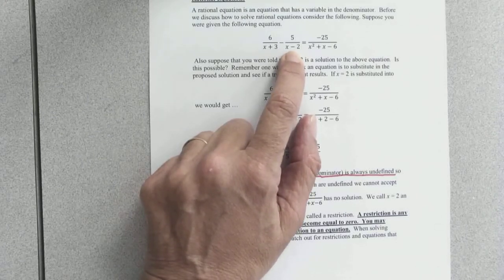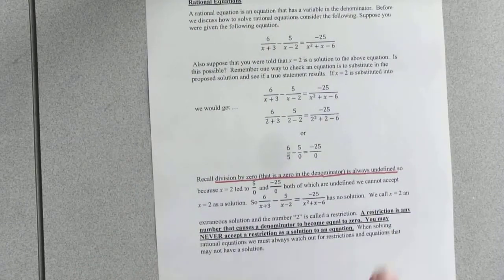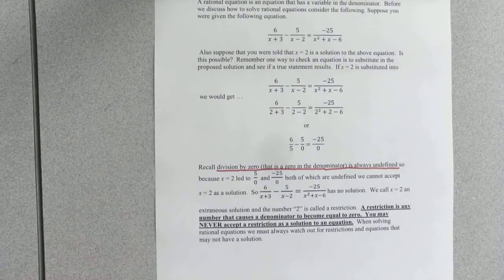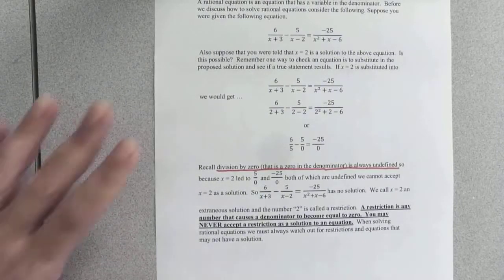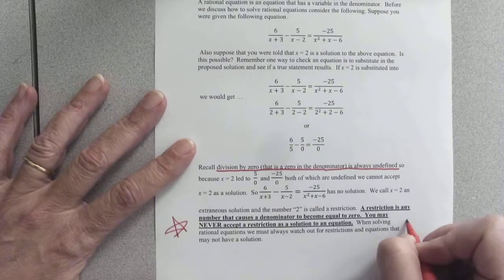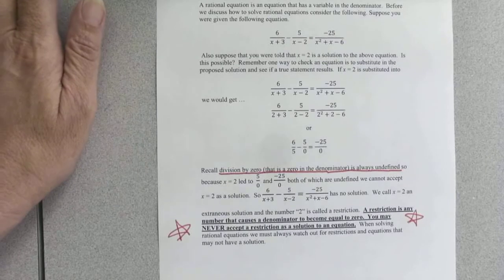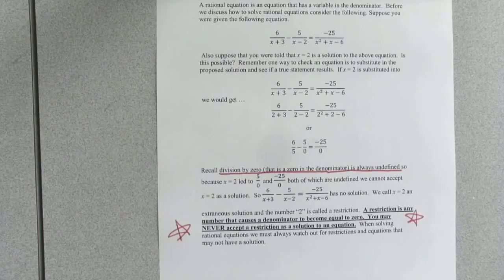Any number that causes the denominator to be 0, we're going to call a restriction. And so that's what we have right here. A restriction is any number that causes the denominator to become equal to 0. You may never accept a restriction as a solution to an equation. And so that is very important, that a restriction is any number that causes division by 0, and we can never, ever accept restrictions as answers. Now, if you happen to do a problem and you've done your algebra correctly, but you got a restriction in the end, then you're going to say that the equation has no solution.